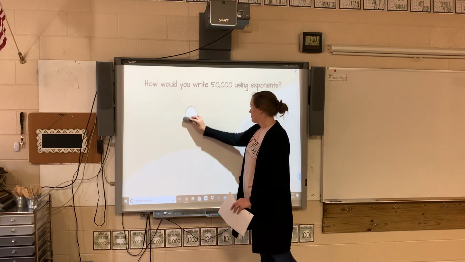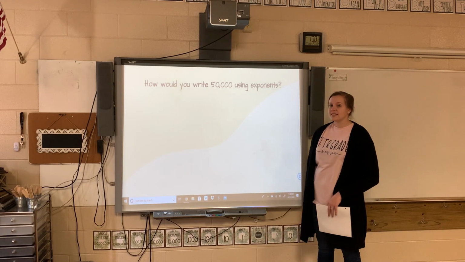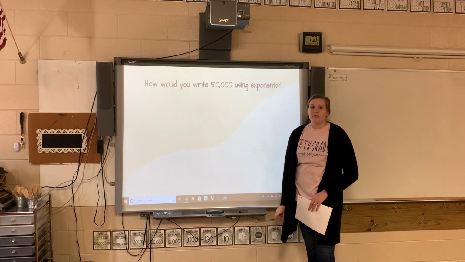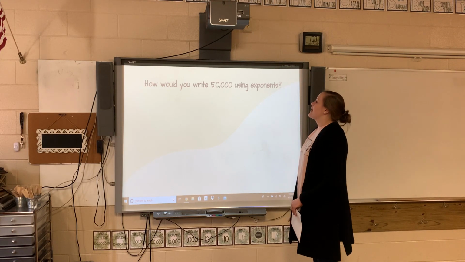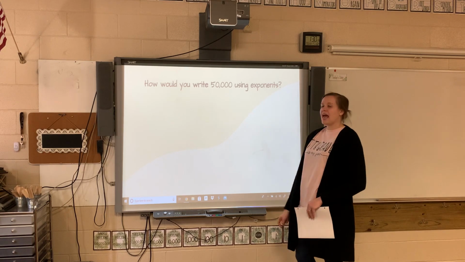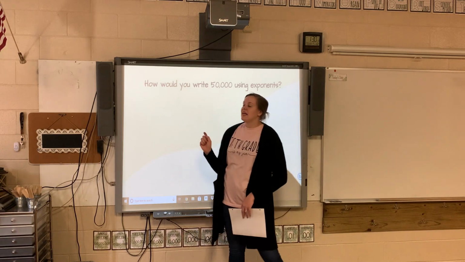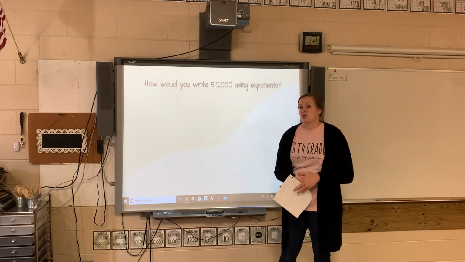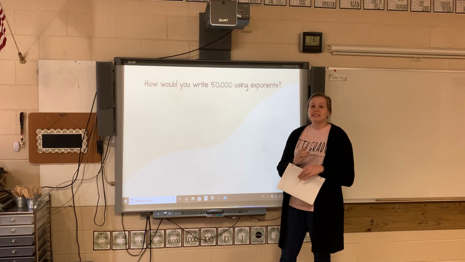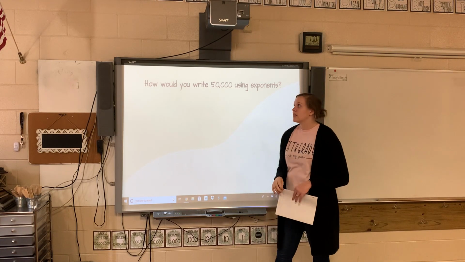I forgot to erase the line. All right, our last problem is kind of an open-ended problem that we're going to do, and then you'll have a little bit of a practice assignment afterwards. So, how would you write 50,000 using exponents? So we just had a slide that showed us multiplication, right? We had a number times our base raised to an exponent.